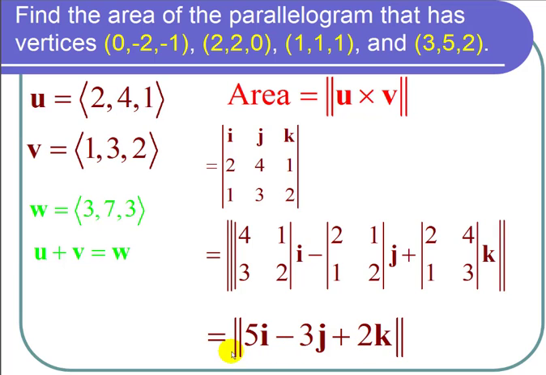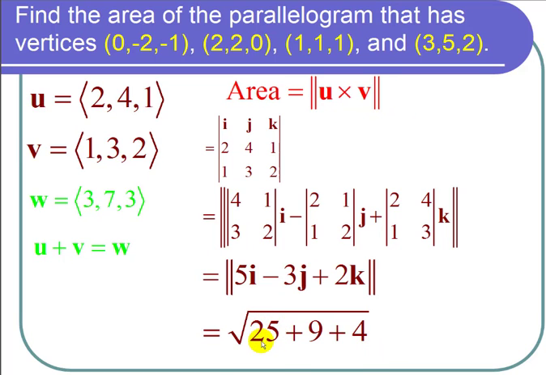So I take the magnitude of 5i minus 3j plus 2k by looking at the square root of the sum of the squares. So I have the square root of 5 squared is 25, plus 3 squared is 9, plus 2 squared is 4. 25 plus 9 is 34, plus 4 is 38.